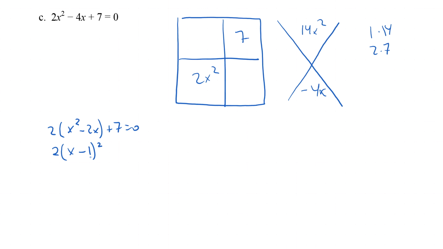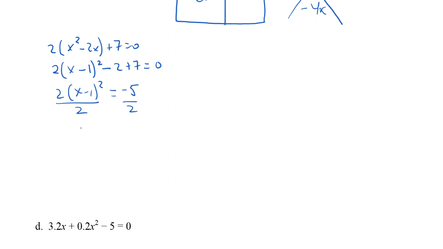So technically 1 times 1 is 1, but it's 1 times 2, so this is going to be minus 2 plus 7 equals 0. Oopsie, that doesn't look so good. Equals 0. So then 2 times x minus 1 squared. Negative 2 plus 7 is 5, and then subtract it, so then we get negative 5. So then we divide by 2, and we get x minus 1 squared equals negative 5 halves.